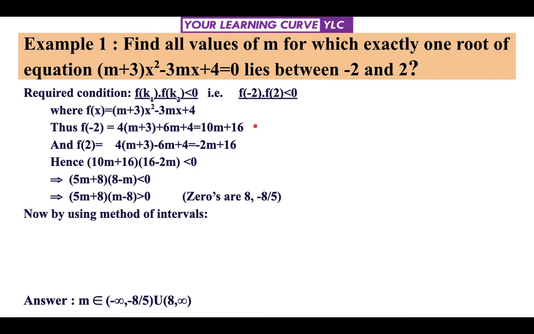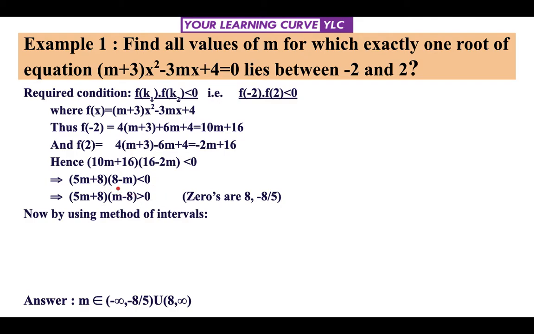and 12 plus 4, 16. And for f of 2, 4 times (m plus 3) minus 6m, when you put x is equal to 2, plus 4, that is minus 2m plus 16. Hence the required inequality is (10m plus 16) into (16 minus 2m) less than 0. Now you take 2 common from here, 2 common from here, divide, and you get (5m plus 8) into (8 minus m) is less than 0.